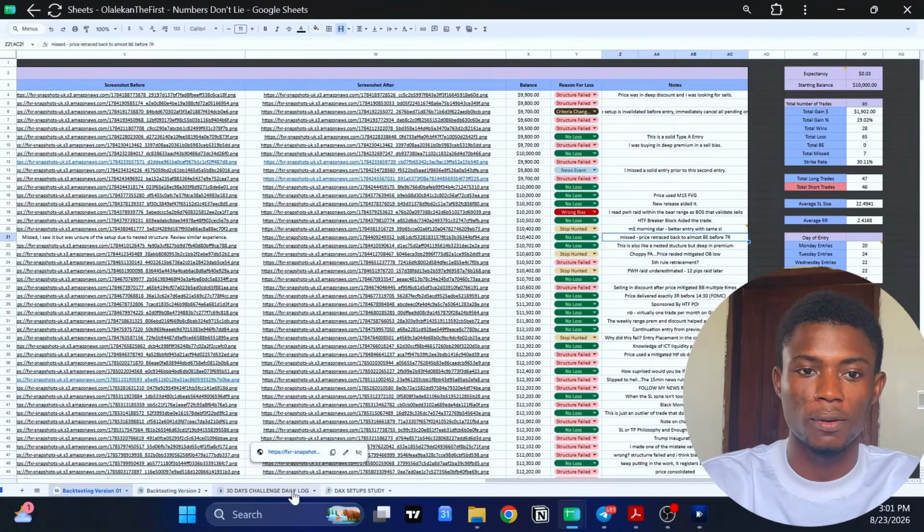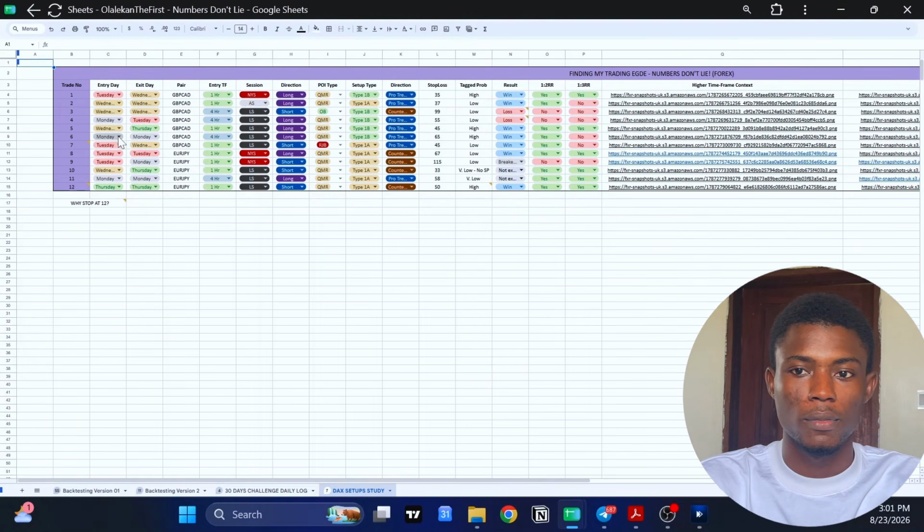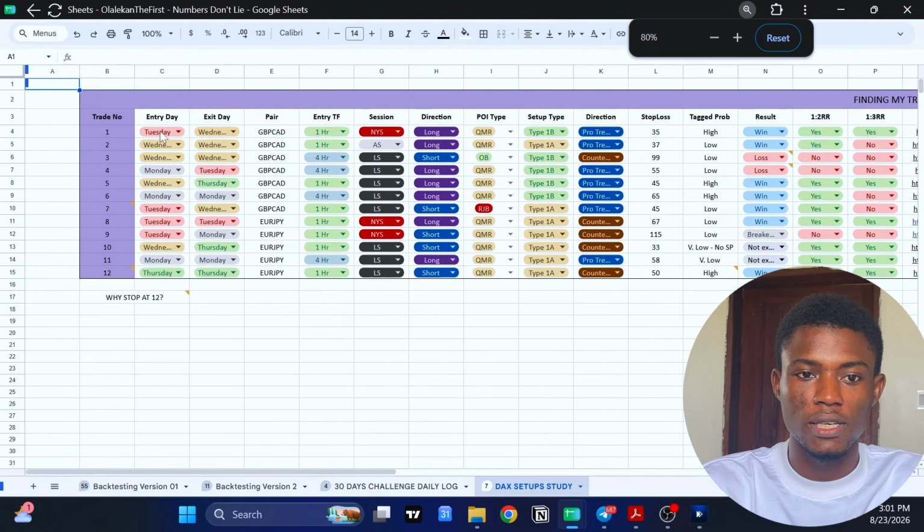I went through 12 of his trades, the ones he tagged as high probability, the ones he tagged as low probability, and the ones he tagged as very low probability. After the 12 trades, I will show you so you can see. So these are the trades here. As you can see, 12 trades.